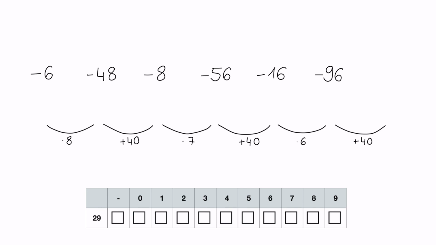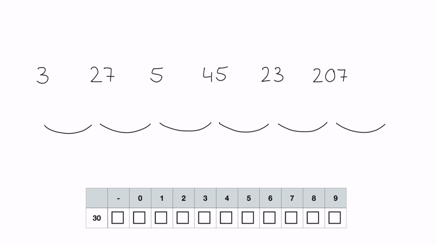-16 to -96 is multiplying by 6, but then we are simply just going to add 40 to -96, and we're going to end up with -56 there. So we're just going to mark -56 on the answer sheet and move on to the final exercise, exercise 30.